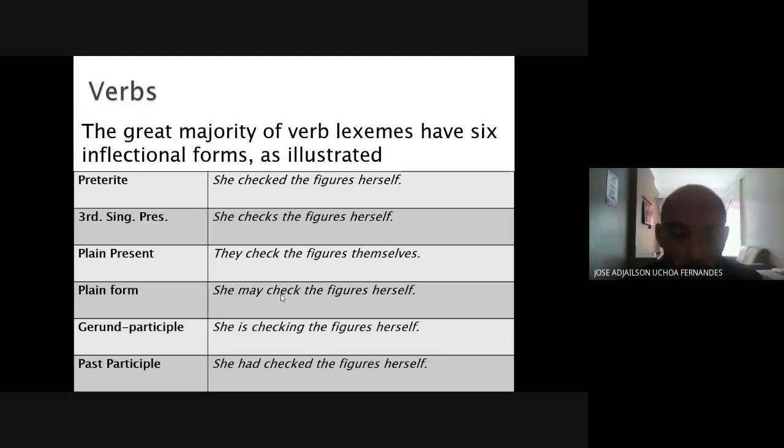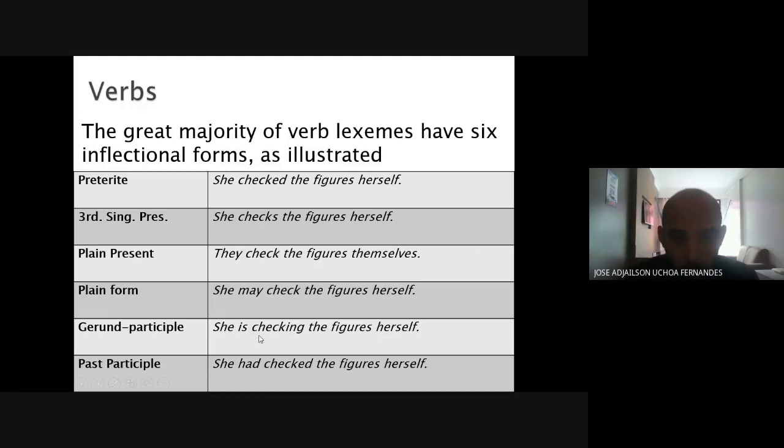The plain form of to go is go. The plain form of to walk is walk. The plain form of to study is study. I may study math this afternoon. Plain form. They studied math this afternoon. Preterite. She studies math every day. Third person singular. They study a lot of geography. Plain present. You see the difference? Don't worry, don't panic. We'll see each of these 6 forms in detail. We'll go deep into them.